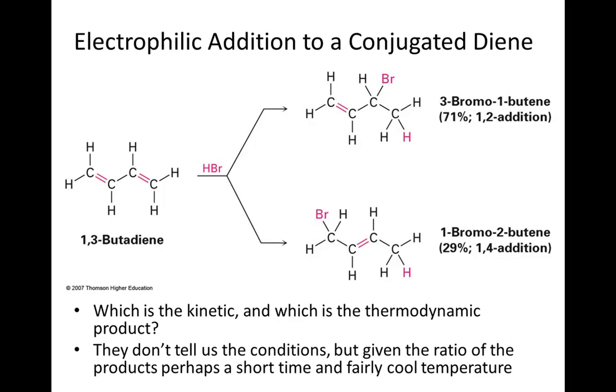So here's the one that we started out with. So we're going to go back and consider what kind of conditions they would have had to have used, because they got mostly the 1,2 or kinetic product. Okay, we now know that this is the kinetic product and this is the thermodynamic product. Since they don't tell us the conditions, but we know we got a lot of this, that gives us the idea that, if we were going to guess how they ran this reaction, it probably was a short time, 10-15 minutes, and a fairly low temperature. And that's how you would control it.